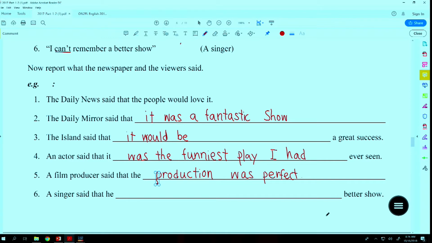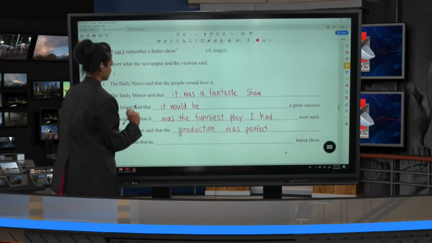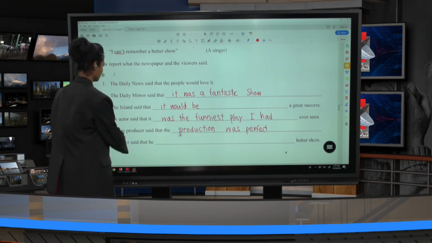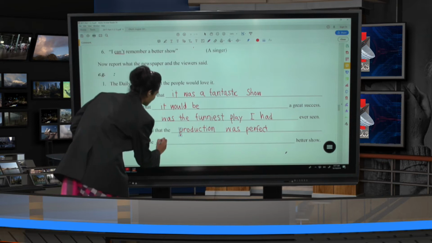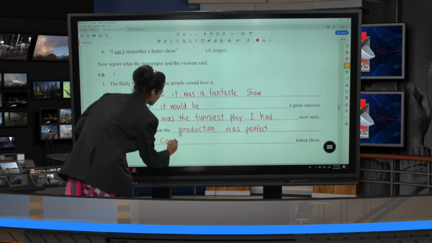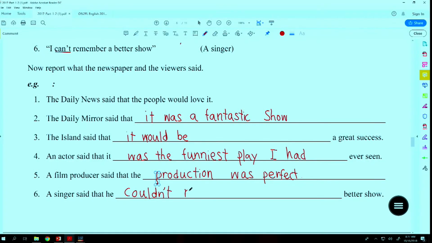remember a better show. A singer said that he couldn't remember a better show.